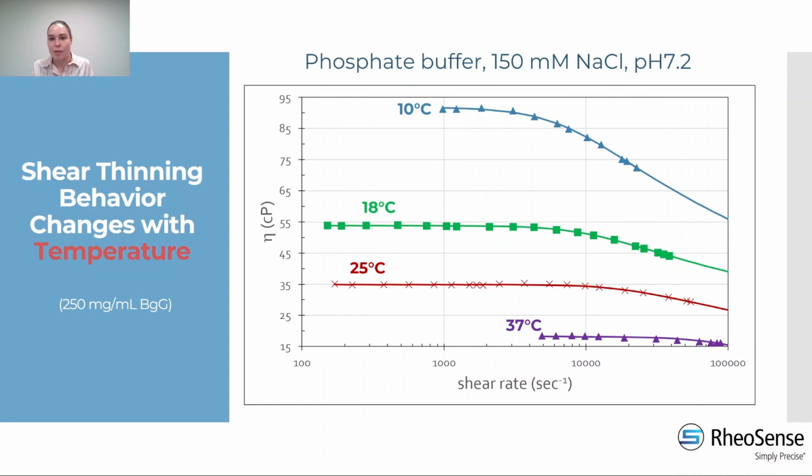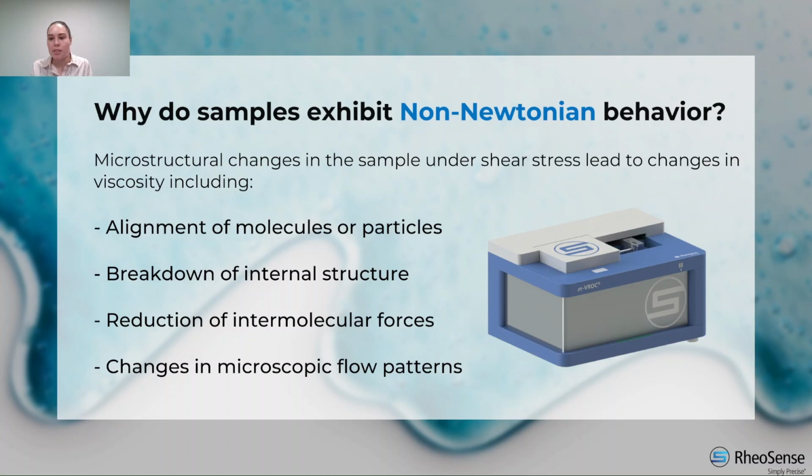So here's another example, but this one, instead of looking at an additive, we took the same sample, but we just changed the temperature. And so you'll notice that temperature drastically changes viscosity. But again, it doesn't just drastically change the viscosity at one point. It doesn't just go from 90 to 35, but rather changes when it shear thins. So if your sample is delivered at 10 degrees Celsius, it is going to begin to shear thin at a quite lower rate than if it's delivered at 37 degrees Celsius. And so that's why it's important to look at these samples not only under different conditions of temperature, but under different conditions of shear. So why do we see this shear thinning behavior?